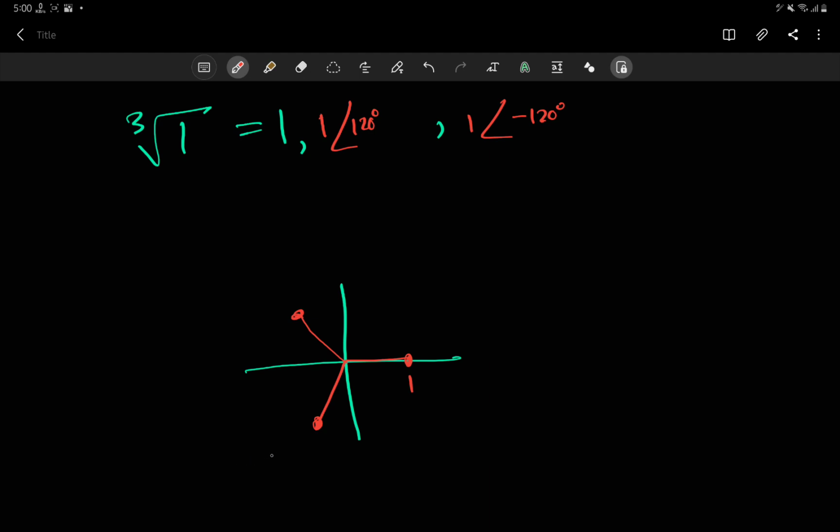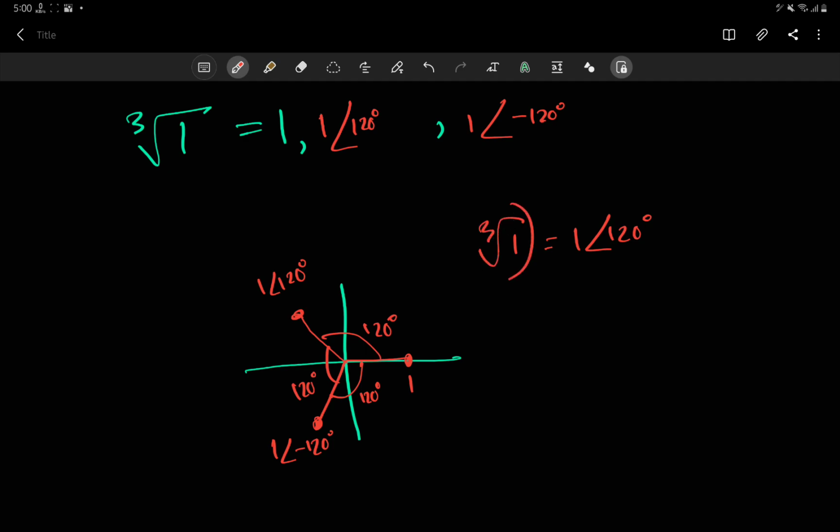So this is your 1 angle minus 120 degrees, and this is your 1 angle 120 degrees. The radius is 1, so this is 120 degrees, and this is also 120 degrees, and this is also 120 degrees. Hopefully you can see why the cube root of 1 might be equal to 1 angle 120 degrees. This is because if you cube both sides, you get 1 cubed.